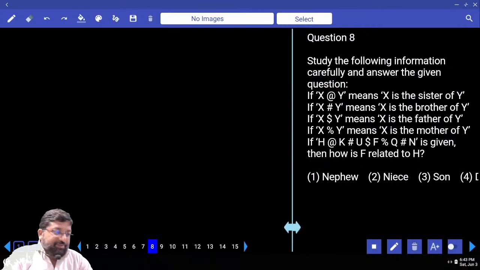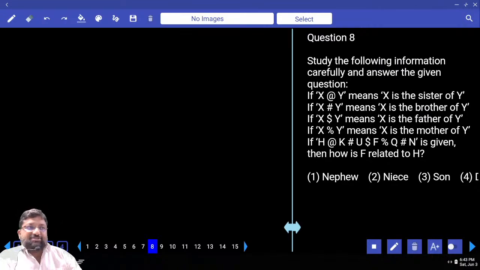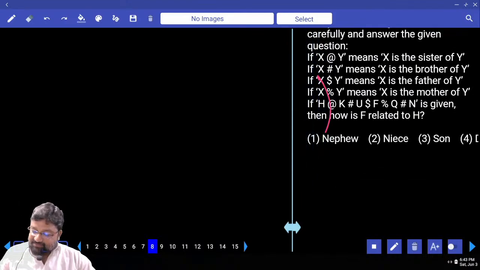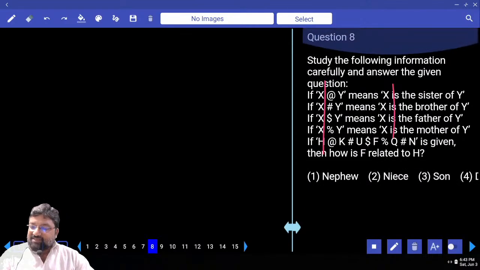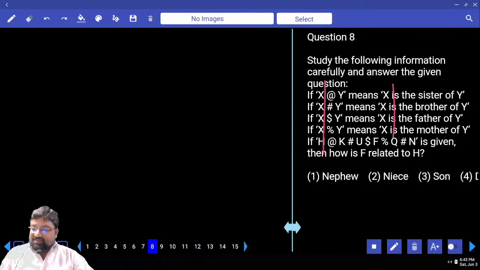This is a question purely based on blood relations. Whenever you come across this type of question, I always suggest only one point. Compare the left hand side with the right hand side. What is the left hand side? X. Do you see X here? Yes. On the other side also, do you see X first? Yes. And the first person is related to the second person.